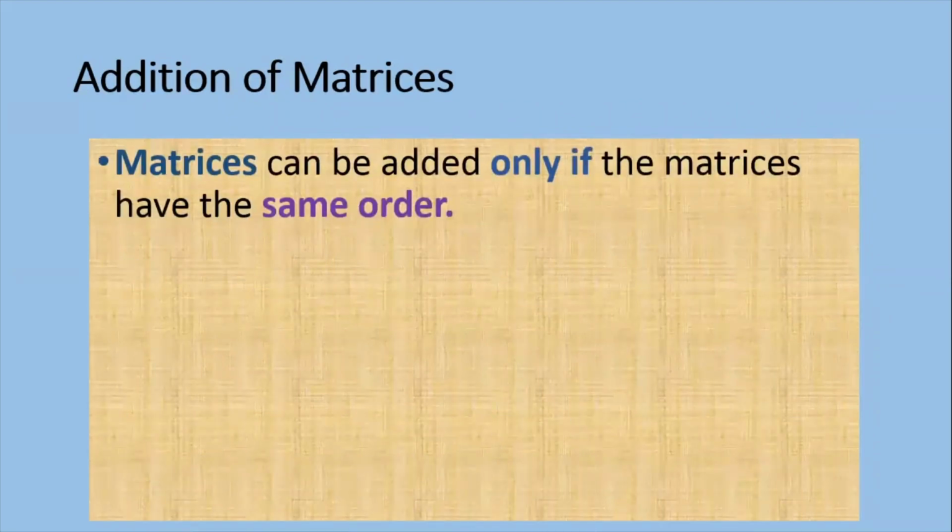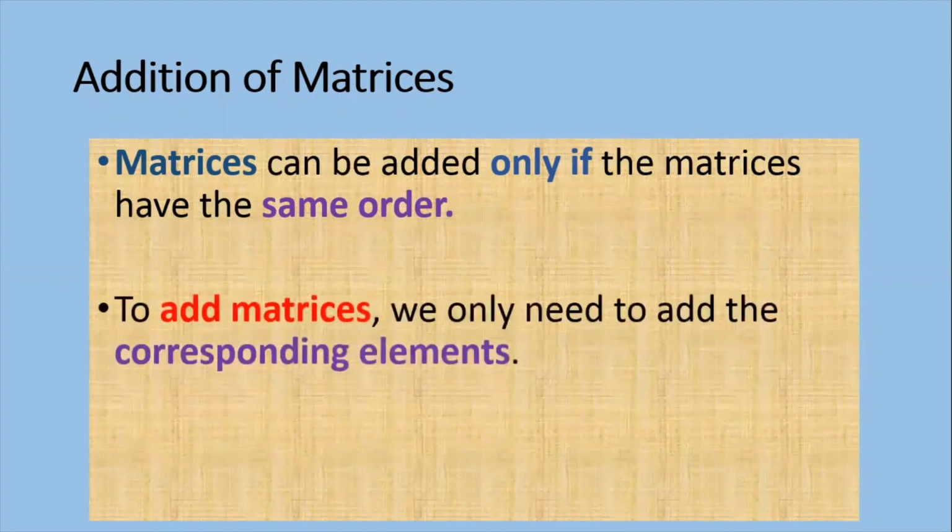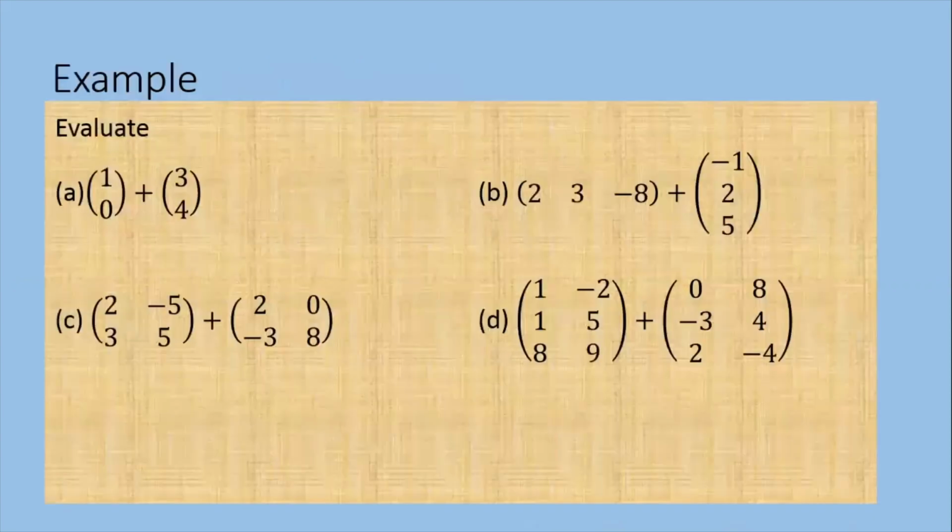Matrices can be added only if the matrices have the same order. You know what the order of a matrix is now. The order of a matrix is always the rows and the columns, right? Now, to add matrices, we only need to add the corresponding elements, okay? So let's see. We've got an example here.